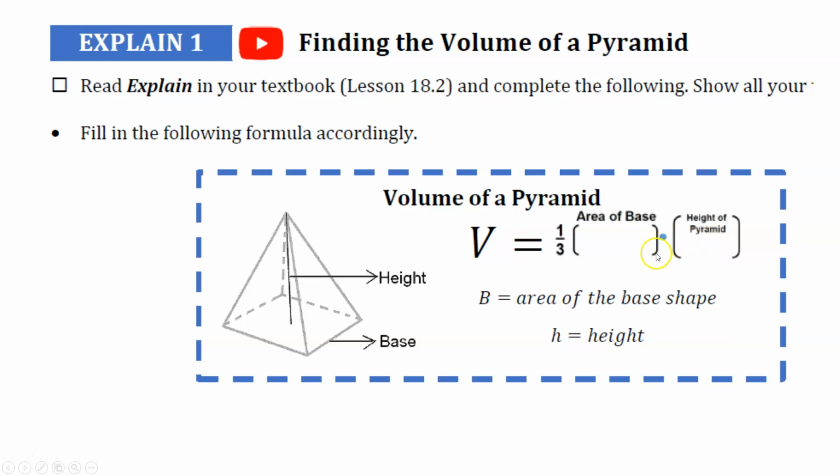So it looks very similar to that of the prisms that we learned in 18.1, only we're going to be tacking on a 1/3. Just so you know that multiplying by 1/3 is like dividing by 3. So if you're wondering how am I going to calculate this out, just know that whenever we see a 1/3, we're going to divide our calculations by 3.